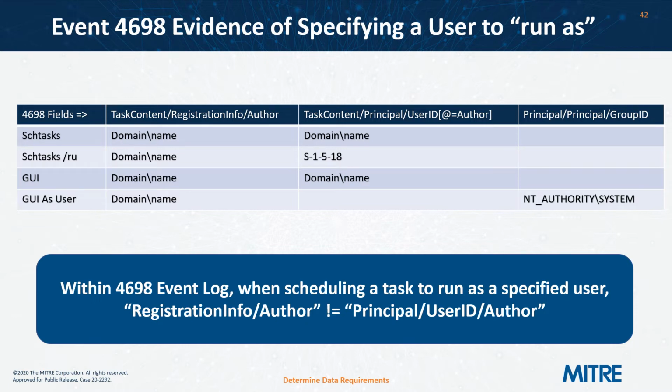After implementing the behavior a few times, with and without specifying a different user to run as, we notice that the registration info author field seems to document the user scheduling the task, while the principal XML element seems to contain the user to run the task as. Based on this insight, we can refine our abstract analytic to focus on detecting when those two specific XML element values are different.